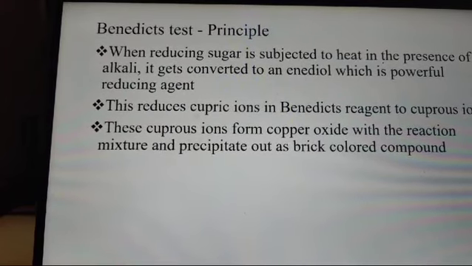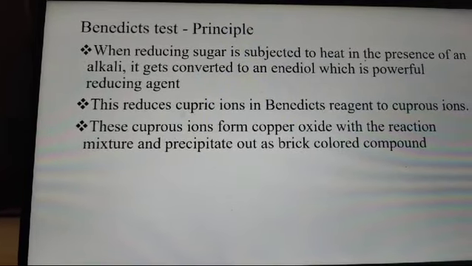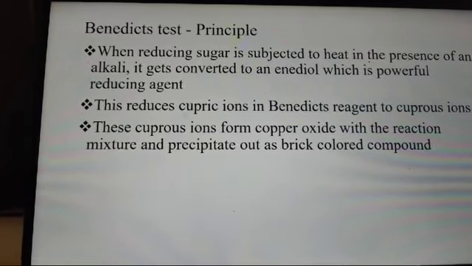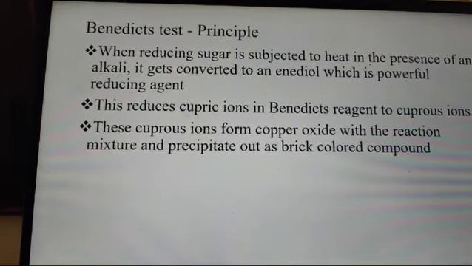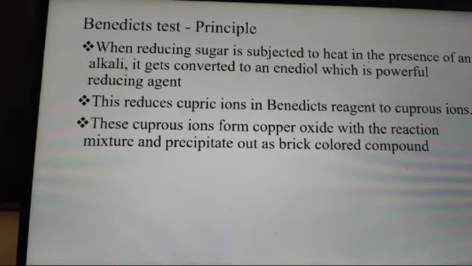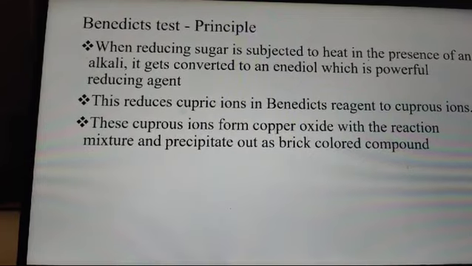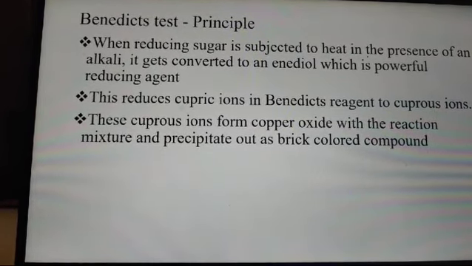When the reducing sugar is subjected to heat in the presence of an alkali, it gets converted to an enediol, which is a powerful reducing agent. This is the principle of Benedict's test. The cupric ions present in Benedict's reagent are then reduced to cuprous ions. These cuprous ions form copper oxide with the reaction mixture and precipitate out as a brick red colored compound in the presence of sugars.